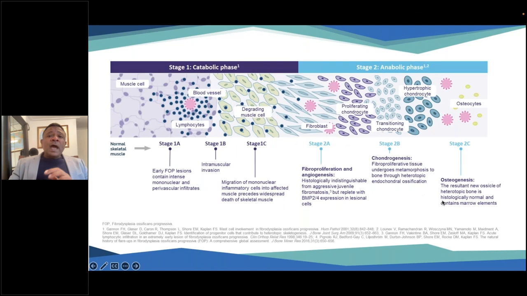So how does this process occur? The first phase is very similar to what we get in a normal inflammatory response, where you've got a proliferation of lymphocytes and white cells that come to the area that are basically there to clear away whatever has been degraded or injured by the inflammatory process. And typically the body should then go into a healing phase, but inappropriately so in FOP, you have this anabolic phase here in H2, where the cells that are remaining inappropriately differentiate, the fibroblasts form chondrocytes, and then they go through this endochondral ossification process where they hypertrophy, and they're either replaced by osteoblasts or mineralized, and you have heterotopic ossification, or new bone formation.